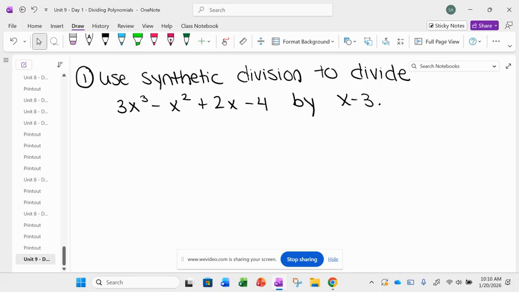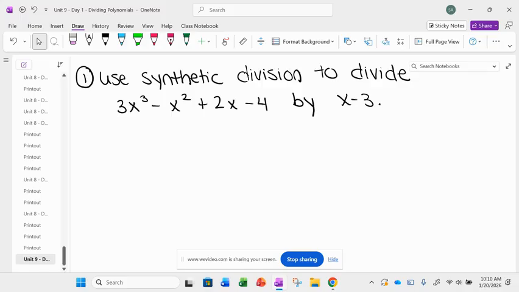Okay, so the first thing we want to do is make sure there's a lot of restrictions on my divisor. This is my divisor. Whatever we divide by, that's the divisor. So we want to make sure x minus 3 is a binomial. Is x minus 3 a binomial? Yes. Is the degree of this 1? Is the biggest exponent here 1? Yes. Then I want to make sure that the leading coefficient, the number in front of the x, is also 1. Is the leading coefficient 1? Yes. So all the restrictions on the divisor have been met.